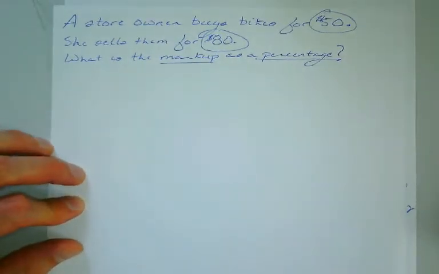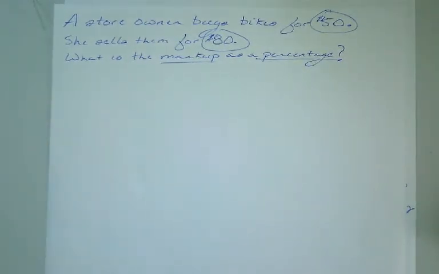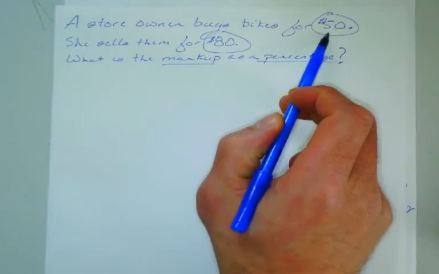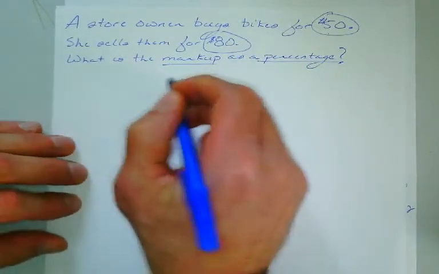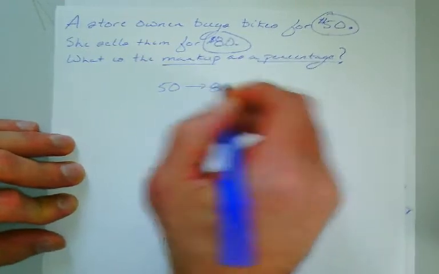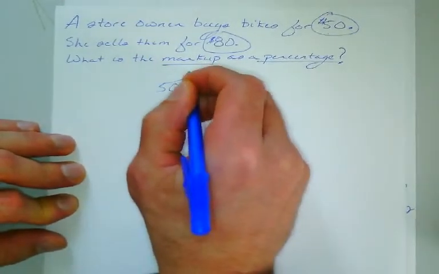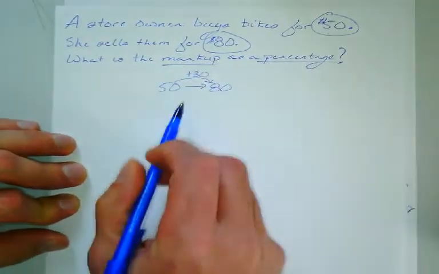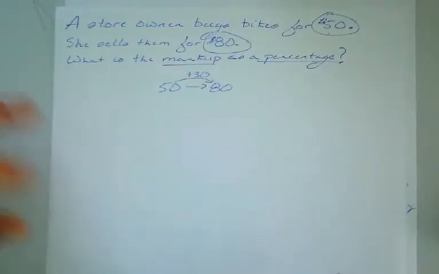Alright, so before we even get started, you have to know what a markup is. A markup is a value that gets added to an original cost. It's really the price that store owners add to make a profit. And we know what the markup is in this case. The bike starts at 50 and it goes up to 80. So 50 to 80, that's just a markup or an increase of $30. So our markup is $30.